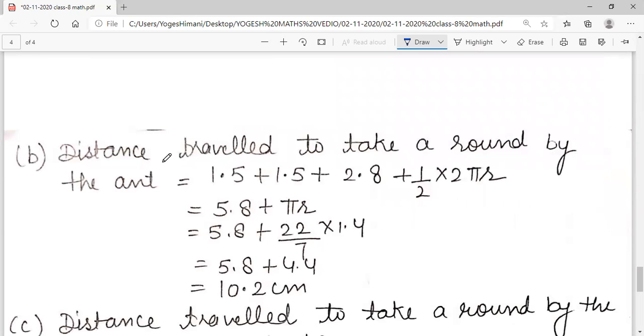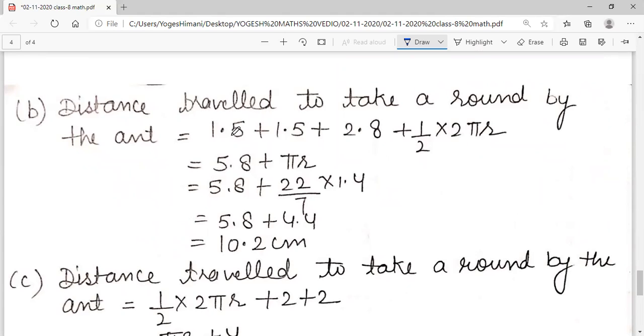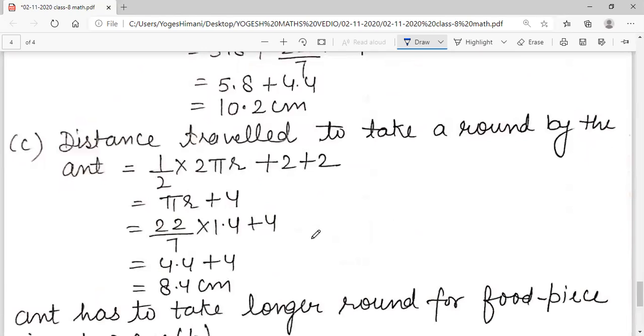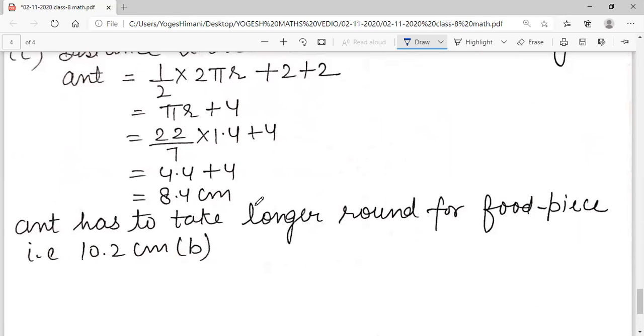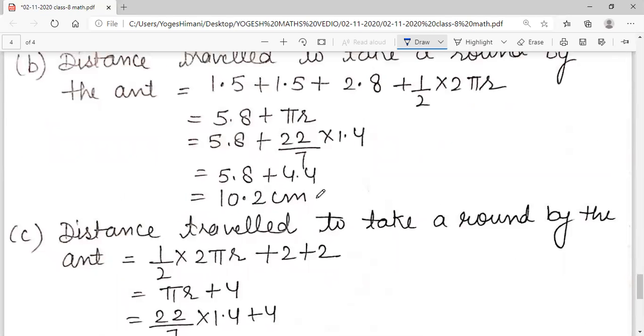Next part is B part. Distance traveled to take a round by the ant is equal to 1.5 plus 1.5 plus 2.8 plus half of 2 pi r. So 5.8 plus pi r is equal to, after solving we'll get 10.2 centimeter. Now the C part. Distance traveled to take a round by the ant, that is half of 2 pi r plus 2 plus 2 pi r plus 4. After solving we get 8.4 centimeter, and the ant has to take the longer round for the food piece which is 10.2 centimeter. That's the answer of B part.